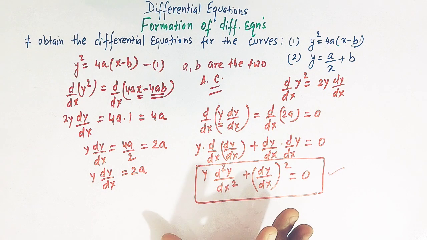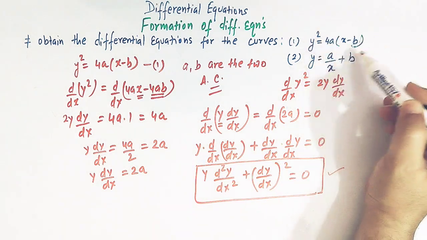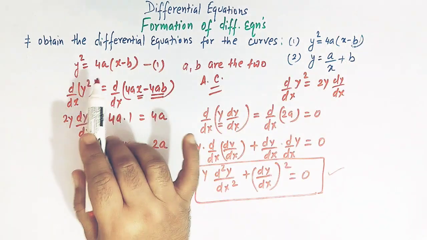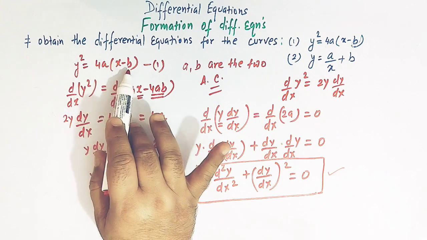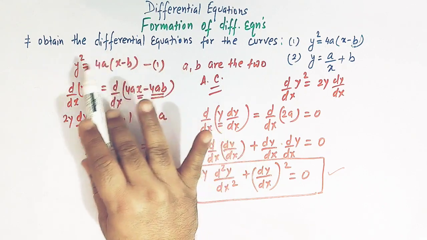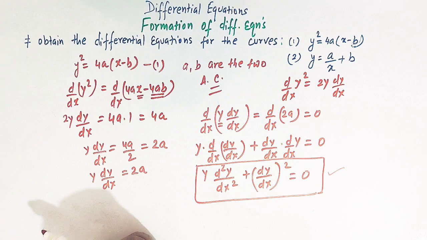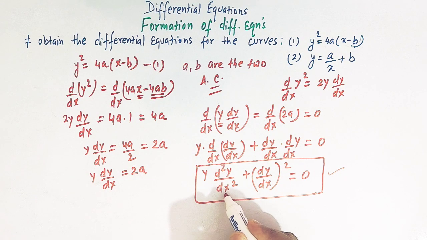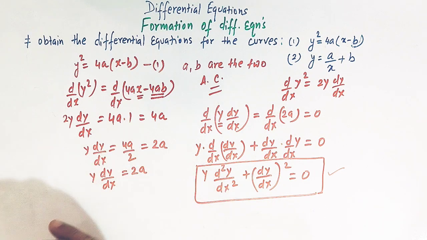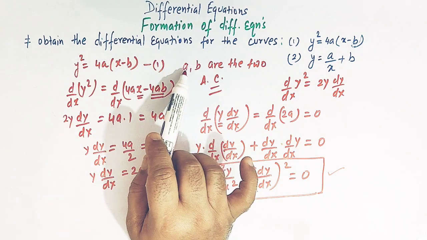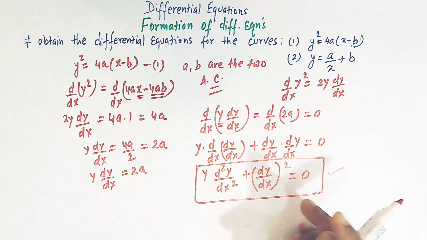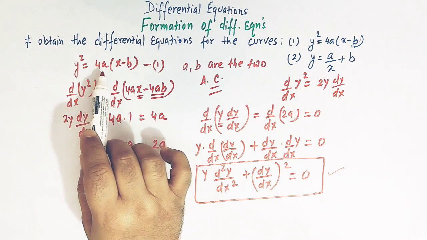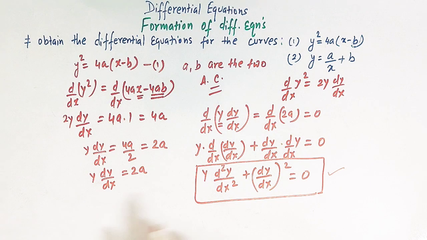So what we have done: we are given an algebraic equation of a curve. We have counted the number of arbitrary constants. In this case this is 2, a and b. So we differentiate this equation two times, and we get the second derivative in this case. And we try to eliminate these arbitrary constants, and get an equation which is free from these arbitrary constants.